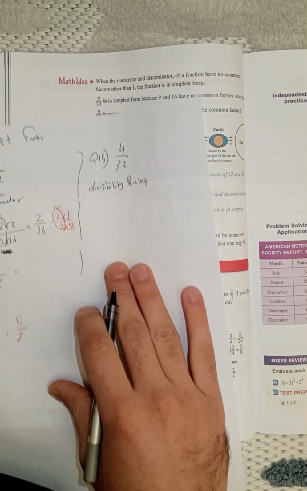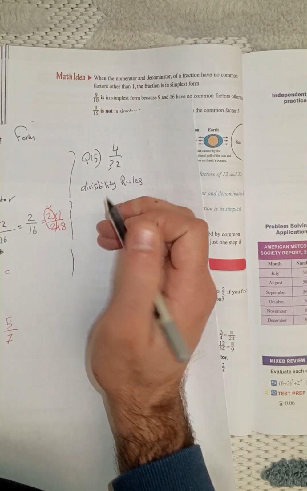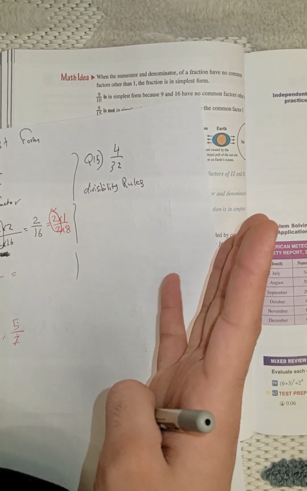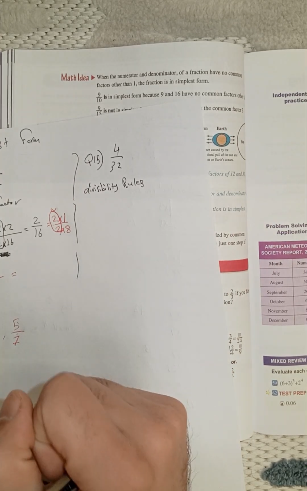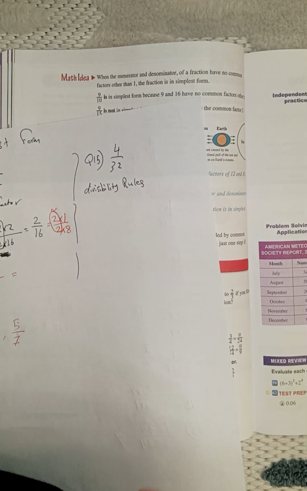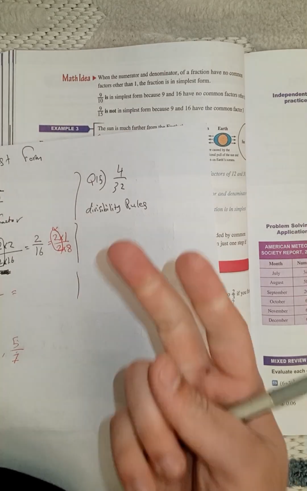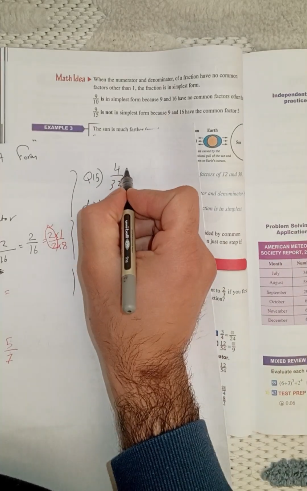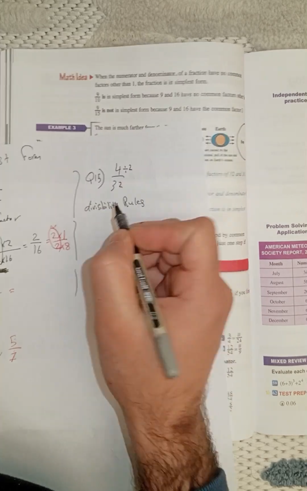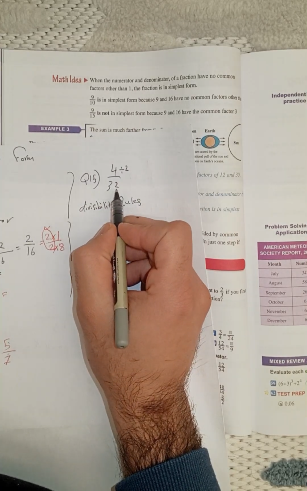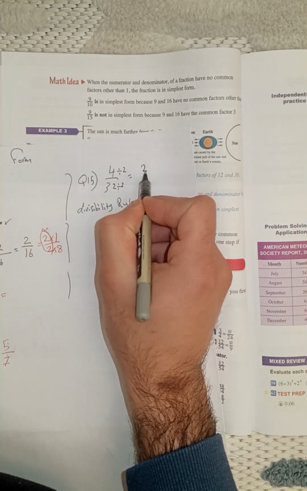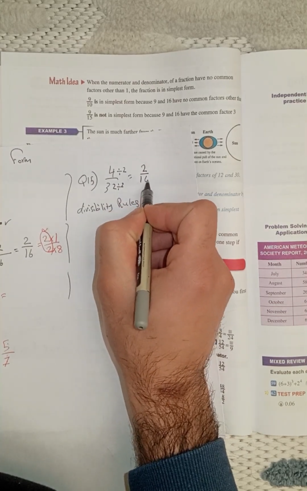So this second way is called the divisibility rule. We studied the divisibility rules for 2, 3, 4, 5, 6, 9, and 10. Okay, what was the divisibility rule for 2? If the last digit is even. 4 is already even, we can divide it by 2, right? 32, the last digit is even, we can divide it by 2. It's going to be 2 over 16.